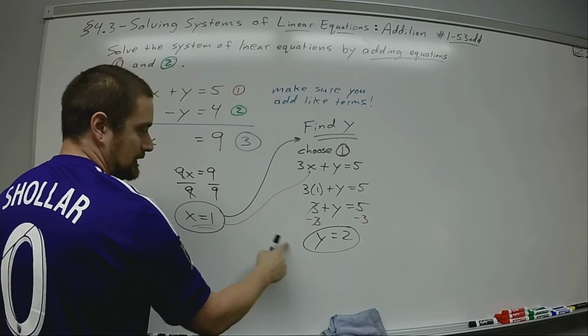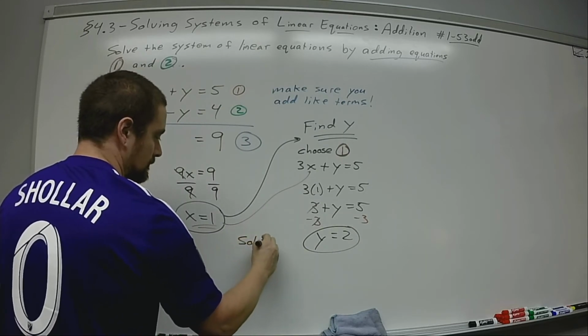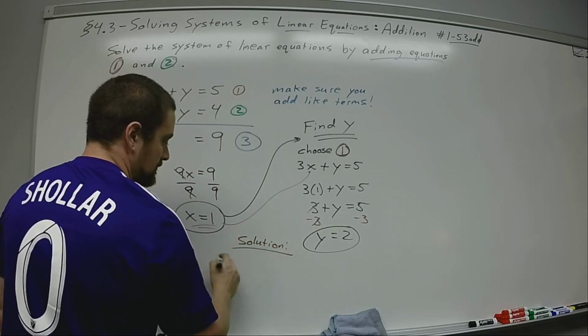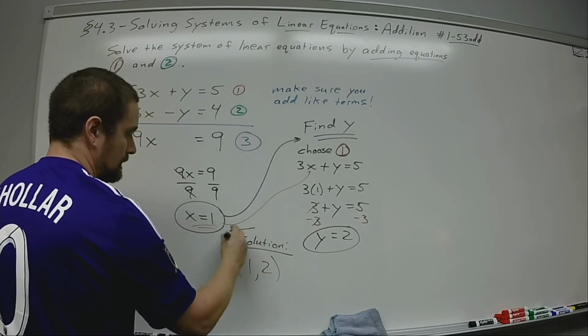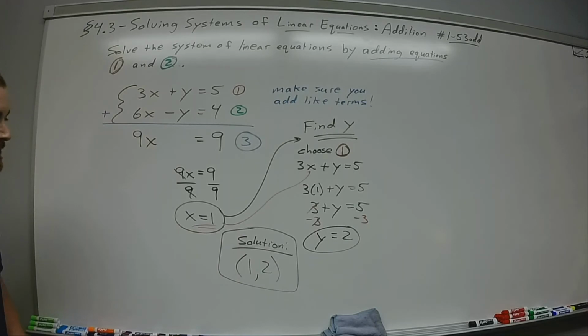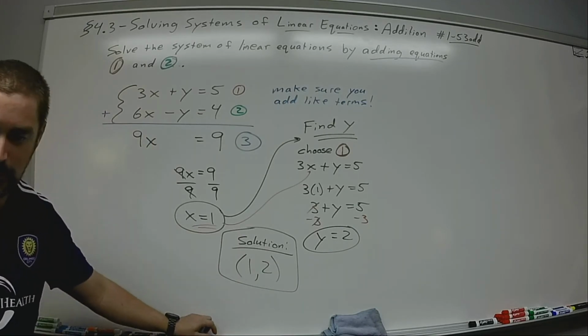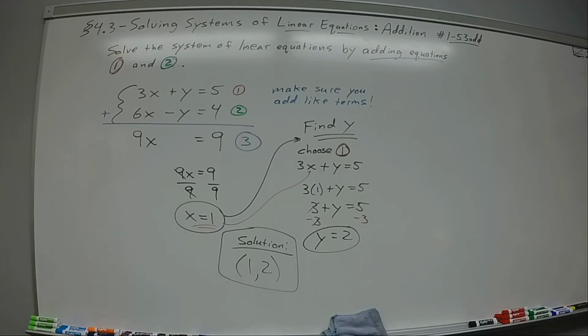Bringing these two things together, our solution must be the ordered pair 1, 2. Again, make sure you put them in order. X value first in the ordered pair, y value second in the ordered pair.